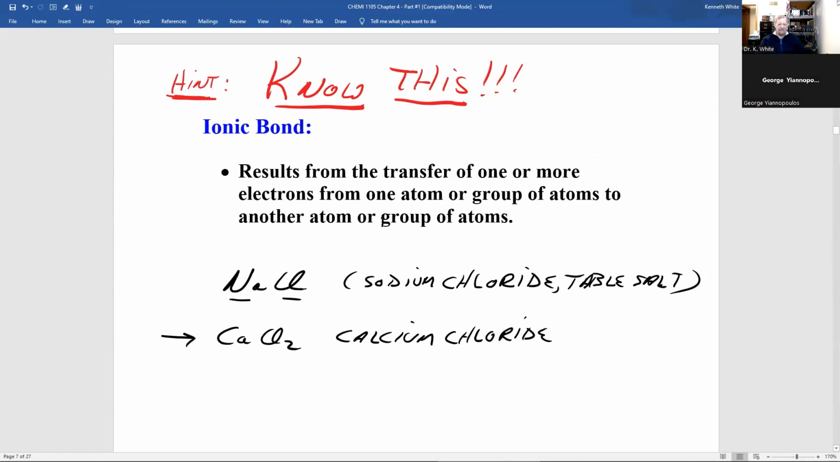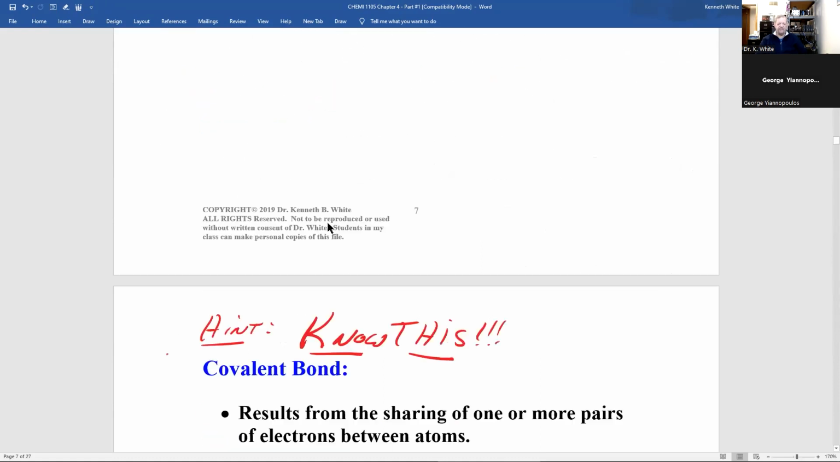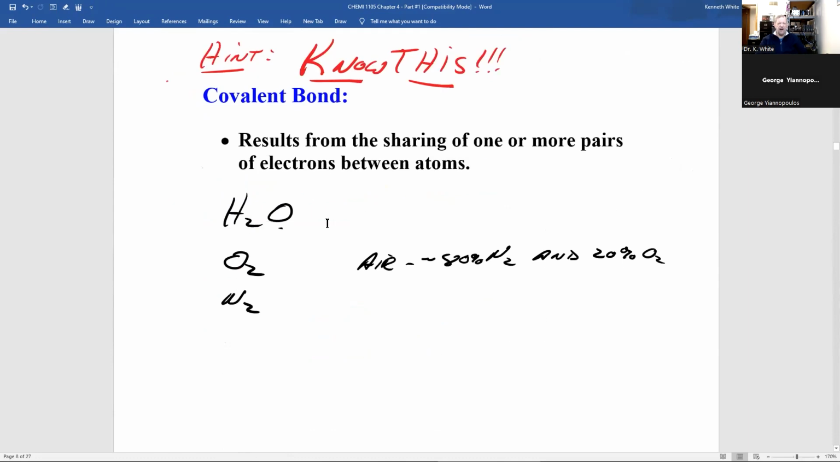Now, where an ionic bond is transfer of one or more electrons, a covalent bond is sharing. And I like to put holding hands, sharing. I don't know where I came up with that, but whenever I say sharing, my brain makes my hands do this. So when it results from the sharing of one or more pairs, remember, pair means two, of electrons between atoms, you have a covalent bond.